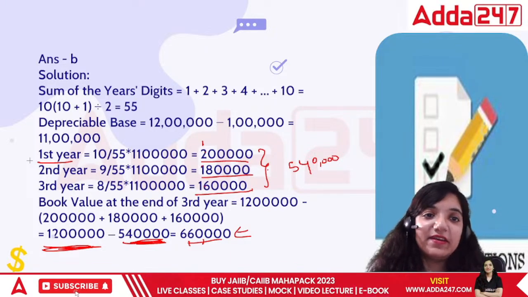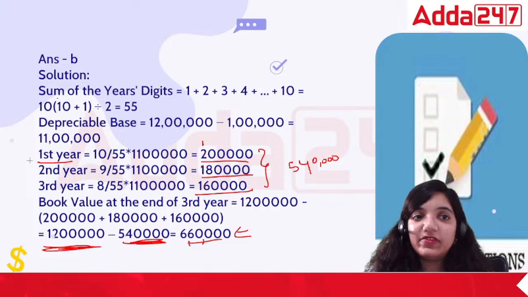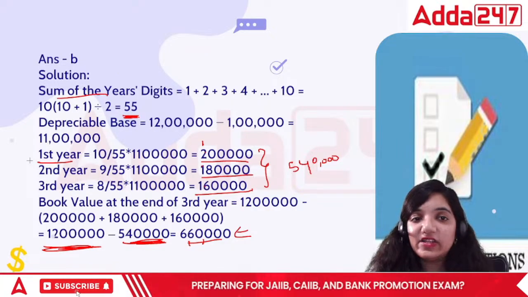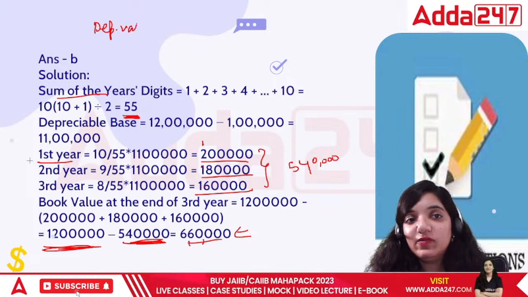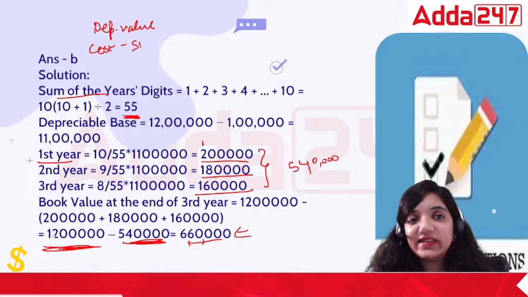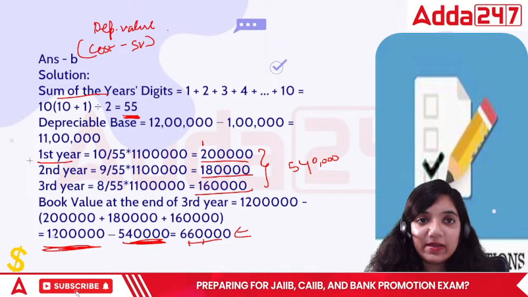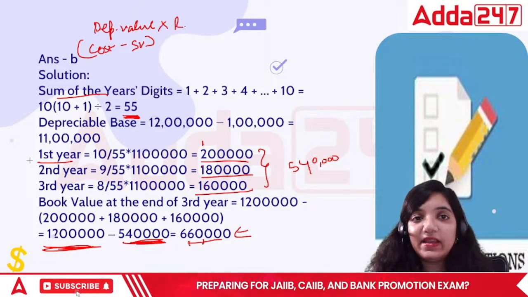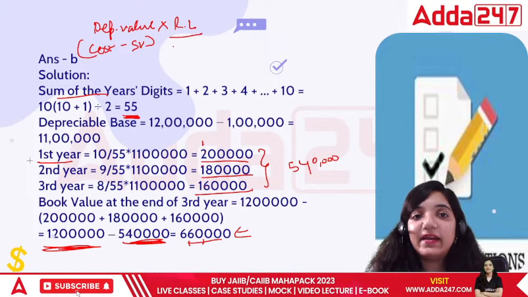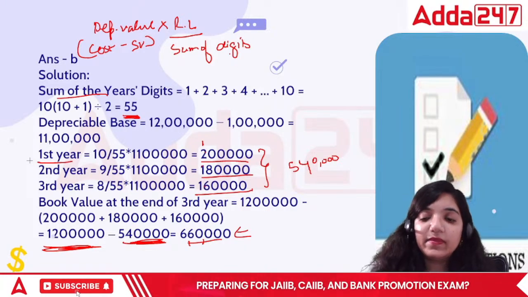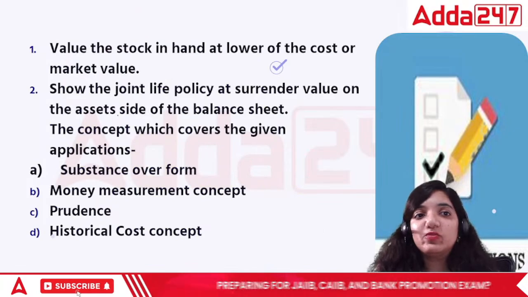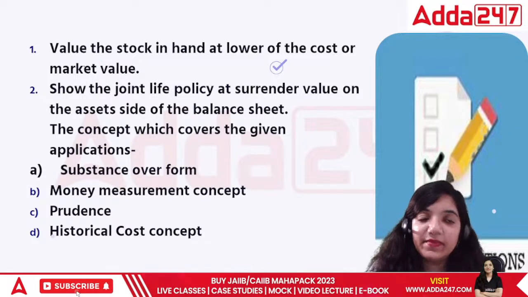There's a formula that we did today. The formula was sum of the digits, that is 55. You are taking the depreciable value, which is your cost minus salvage value, multiplied by remaining life divided by sum of digits. Okay? So now let's move on to the next question.